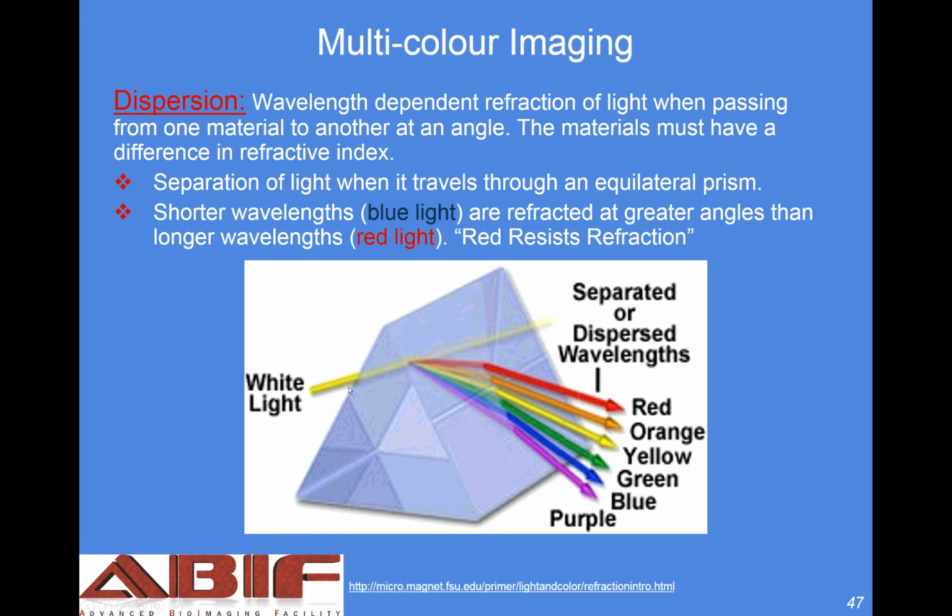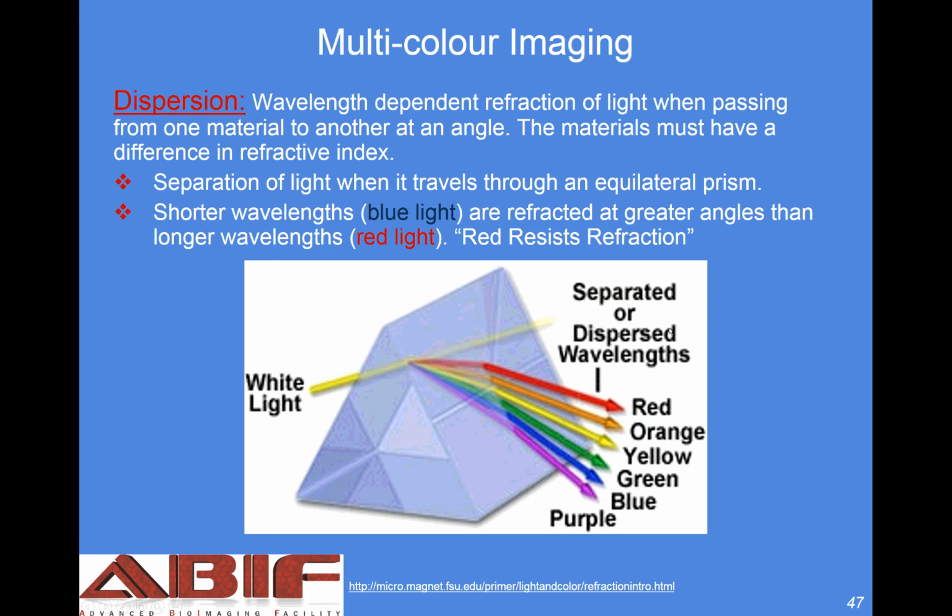So if we have white light going into a prism, as it goes from the air to the glass, we get bending of the light, and then as it goes from the glass back out to the air, we get bending of the light again. And that's how a prism can basically separate white light into its colors. The red light will only undergo a little bit of refraction, and the blue or purple light will undergo a lot of refraction, and we get this separation.